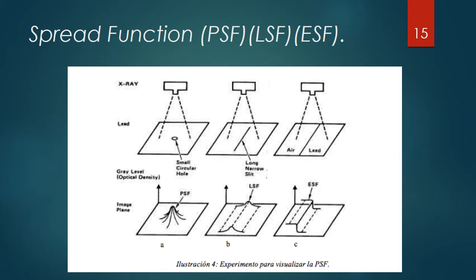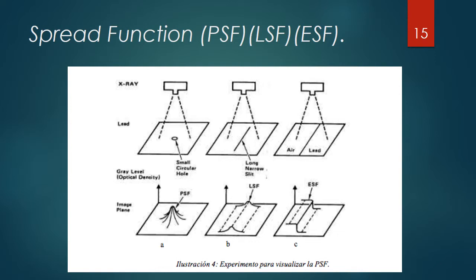By replacing the circular hole with a long thin slit in the lead plate and repeating the experiment, the image formed on the receiver will be a line of a certain width with a distribution of gray levels that is not uniform. The gray value is high in the center of the line, decreasing toward both sides until it assumes the gray level of the background. The shape of this distribution is called the line spread function.